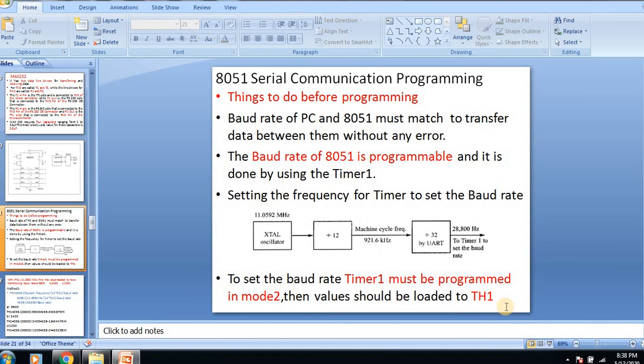Okay, so till here we have discussed the basics of serial communication, and now we'll see how the programming is done for the 8051 to transmit the data serially. These programming things we will discuss in the next video.